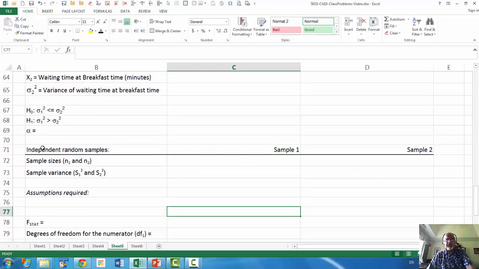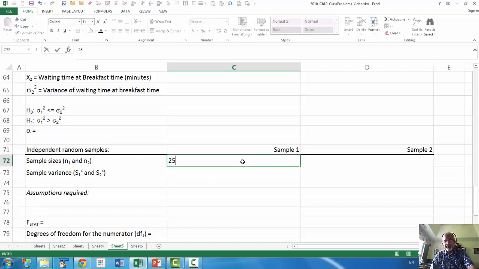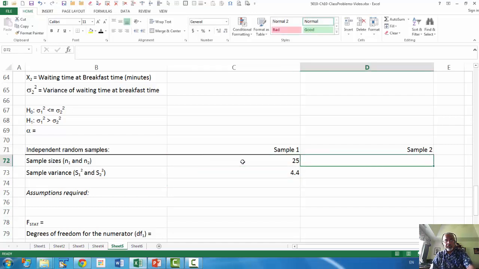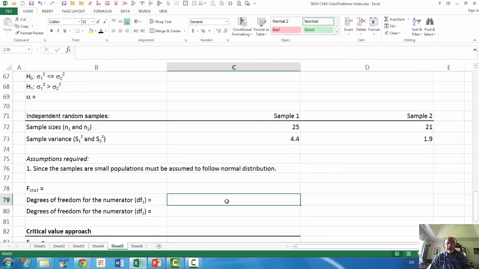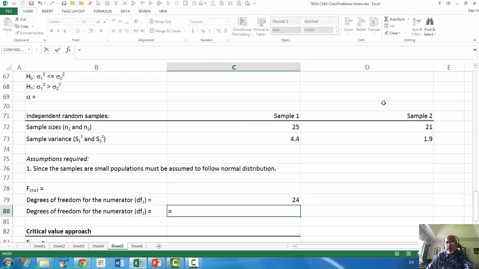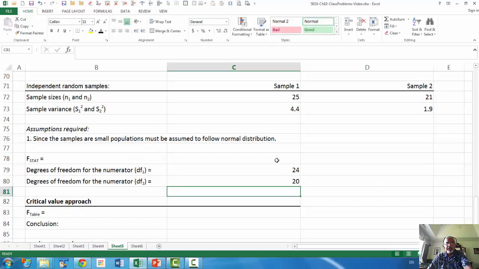The statistics from the two independent random samples are given. Sample 1 size is 25 and the sample variance is 4.4, and for sample 2 the size is 21 and the sample variance is 1.9. Now the sample sizes are not 30 or more, so we have to assume that the underlying populations follow normal distributions. That's the assumption required. Now the degrees of freedom are n sub 1 minus 1, then n sub 2 minus 1, for the numerator and the denominator degrees of freedom.